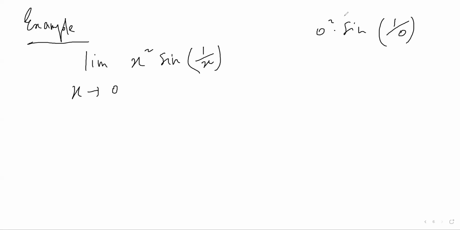Now, what does this give? You get sine of 1 over 0, but we can't divide by 0. Division by 0 is not defined, so your calculator will give you an error, meaning this function is not defined at 0. Therefore, 0 is not in its domain, and the function is not continuous at 0. So you cannot use continuity to evaluate the limit of this function.